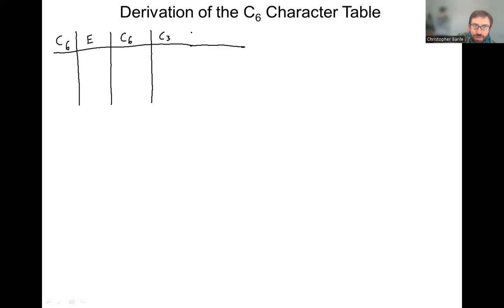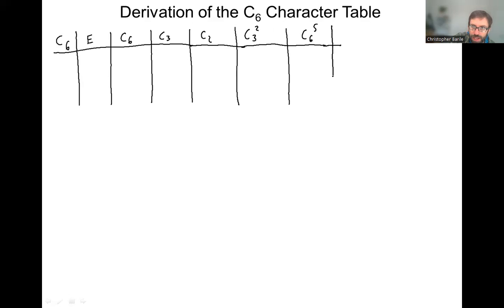We have the C3 class. We have the C2 class. The C3 twice, that is equal to a C3 squared, and then we have the C6 four times, sorry, and then we have the C6 five times. And we can add a next column here just for any functions that we may end up using in our derivation. So we have 1, 2, 3, 4, 5, 6 classes. So our first character table rule tells us that we have the same number of rows as we have columns. So we also have 6 irreducible representations.